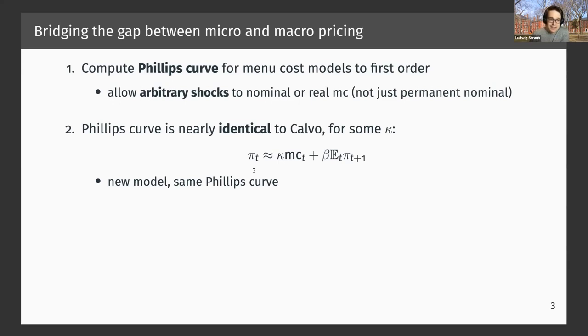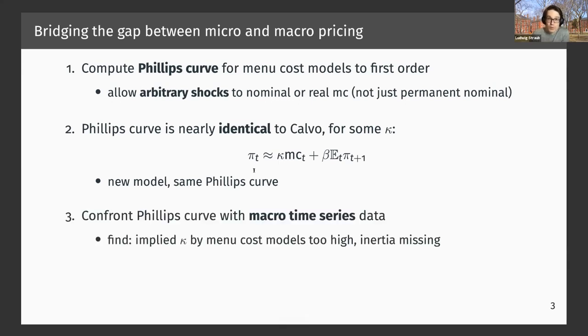And so what implications does that have? We're going to confront this Phillips curve with the macro data. And if non-surprisingly almost, we're going to find that this kappa is very large. So the Phillips curve is much steeper than we typically find it to be in the macro time series data. And in particular, there's also no inertia in this Phillips curve. So it's perfectly forward looking, right?